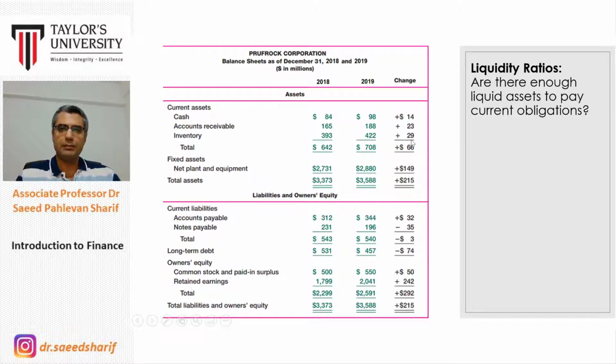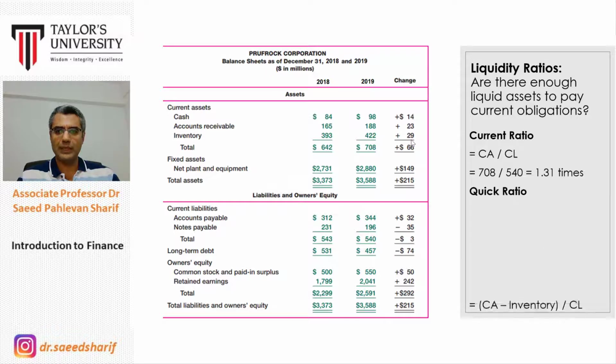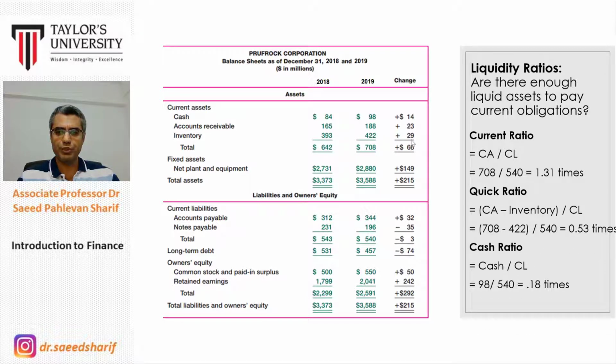So for liquidity ratios, we will compute the current ratio, quick ratio, and cash ratio. These are the three most common ratios under liquidity ratios that we want to discuss. The question we use liquidity ratios to answer is: are there enough liquid assets to pay current obligations or not?